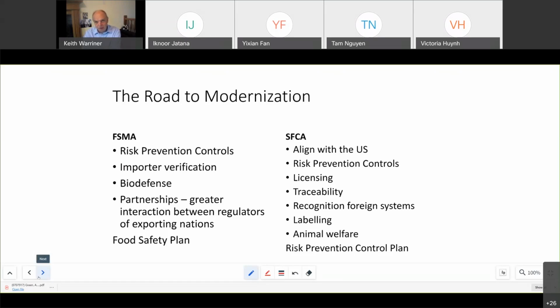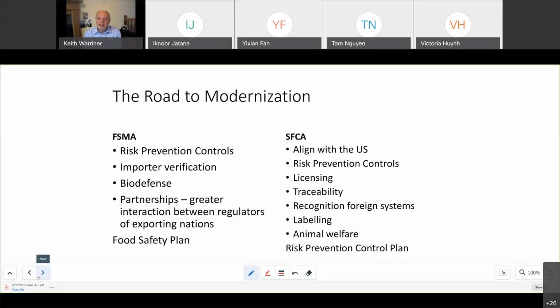So risk prevention controls, which we'll talk about, they had importer verification. This is basically the US saying, if you want to import into the US, you have to follow US policy and standards. They had this biodefense one because it was linked to 9/11. And also they had greater partnerships. What that means is that they were going to rely much more on state and municipal inspection services, very much like Canada does. In Canada, the CFIA is federal, but they depend on the provincial and municipal food inspection to assist them, so they're not independent. And rather than having a HACCP plan, you have what we call a food safety plan.